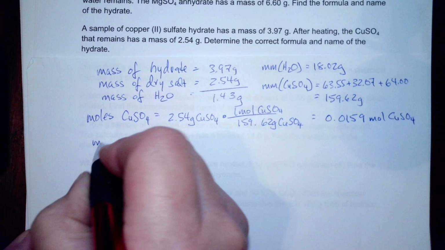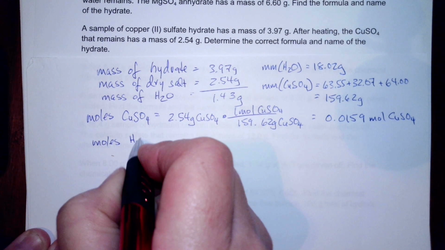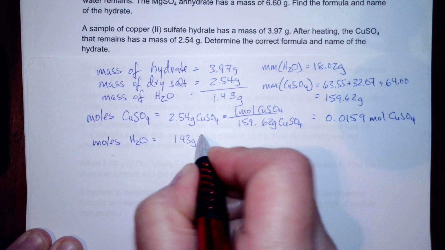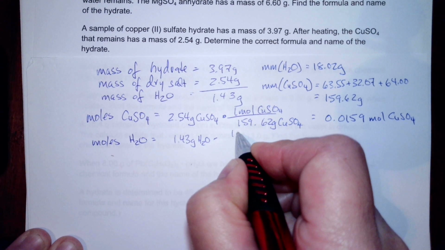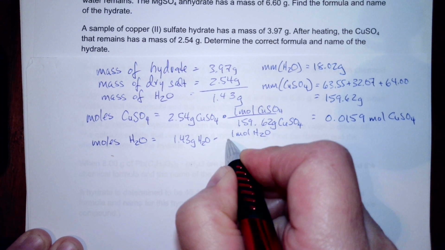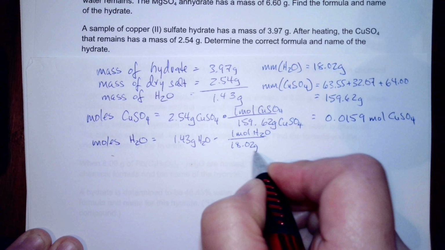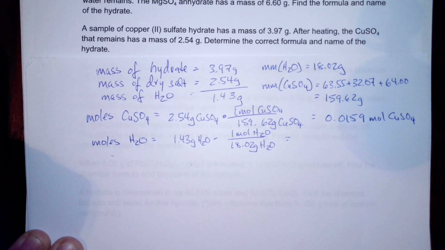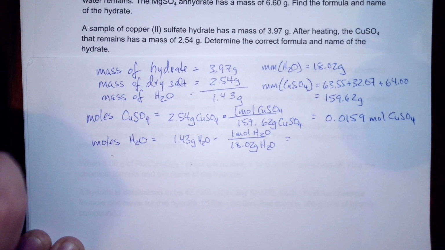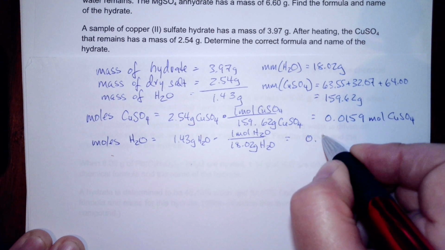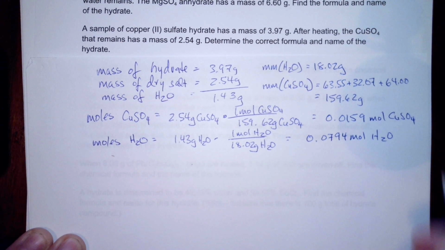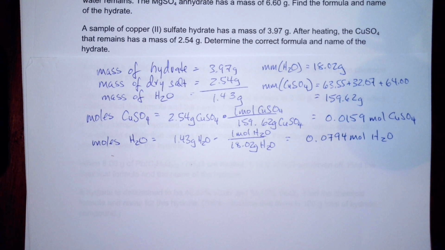And moles of water is going to be the mass of water, 1.43 grams, times 1 mole of water is 18.02 grams of water. 1.43, enter, 18.02, divide, we get 0.0794 moles of water.